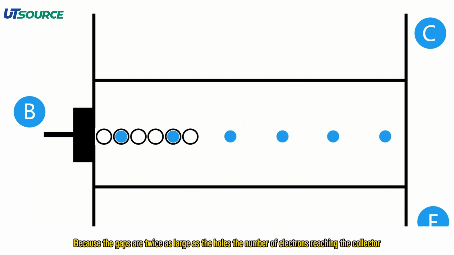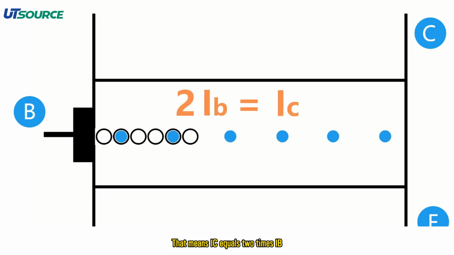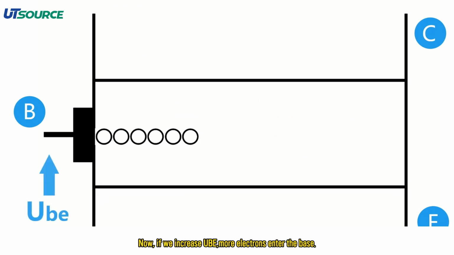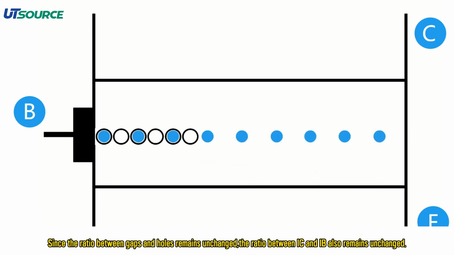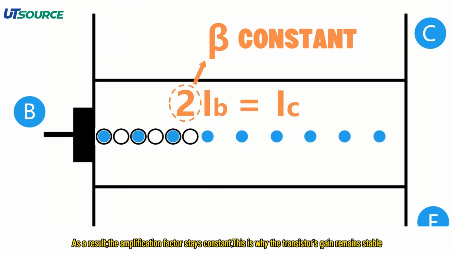Because the gaps are twice as large as the holes, the number of electrons reaching the collector is twice the number that recombine in the base. That means IC equals 2 times IB. Now, if we increase U, more electrons enter the base. Since the ratio between gaps and holes remains unchanged, the ratio between IC and IB also remains unchanged. As a result, the amplification factor stays constant. This is why the transistor's gain remains stable.